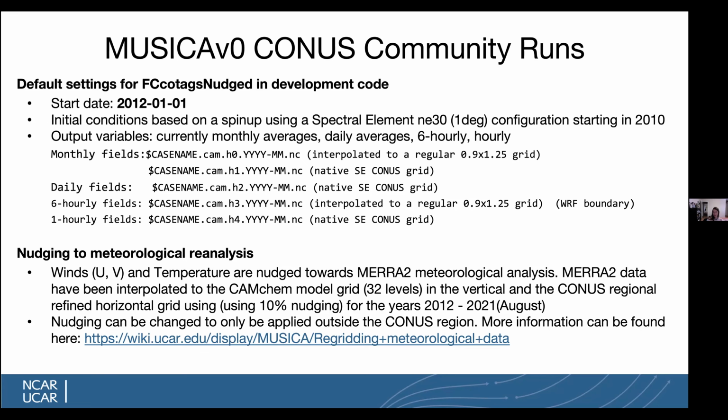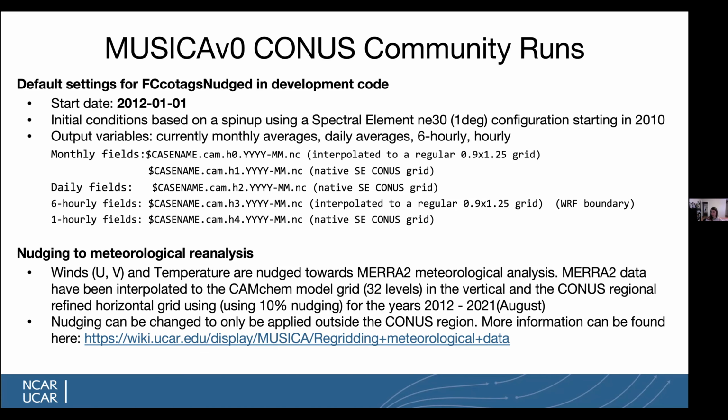For this model configuration, the first thing we have to do is take those native MERRA data that come on, I think, a 0.1 degree grid, or maybe a quarter degree, I think a quarter degree, sorry, and then interpolate them to the specific model grid. So it's the CAM grid, which has 32 levels, and then we also have the regional refinement. We already interpolated those data for you. They are mostly available already between 2012 and August 2021.